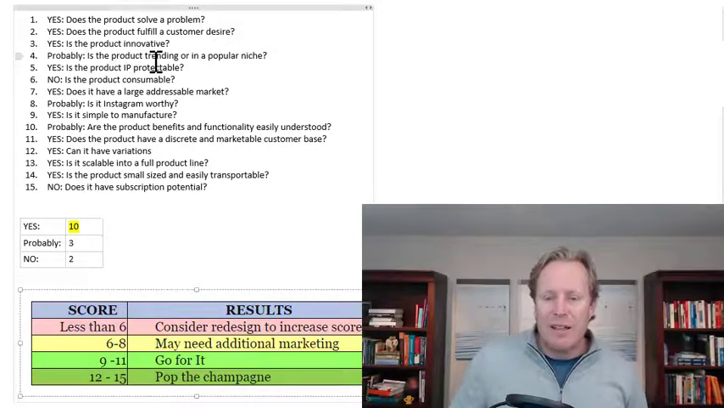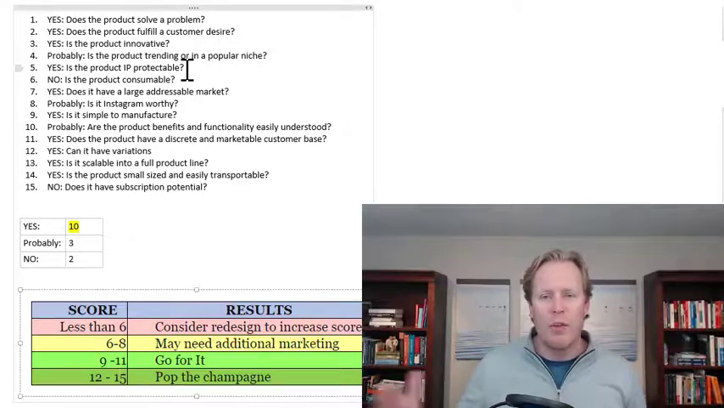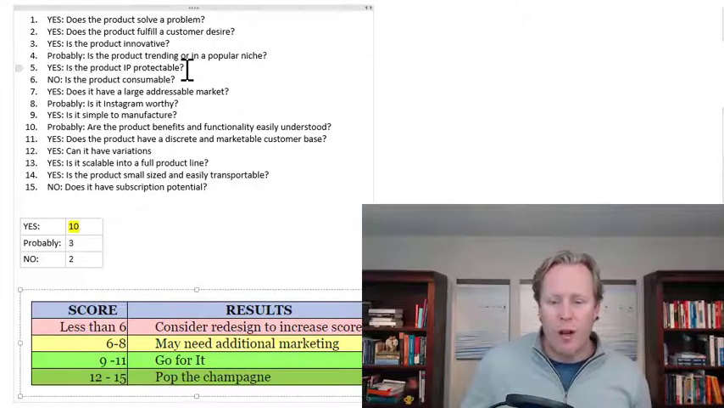Number 5, is the product IP protectable? Yes, it is. From my patent search and my experience of almost 20 years doing patents, I firmly believe I can get a patent on this, and I think I can probably get a pretty good patent on this.